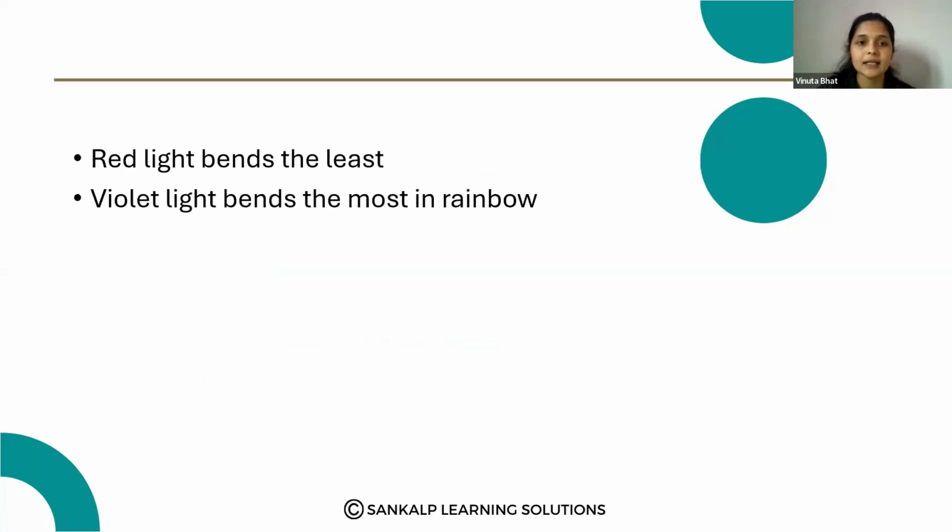Here, red color bends the least and violet bends the most in a rainbow. Please note down this answer. Red light bends the least and violet bends the most. Okay. To the next slide.